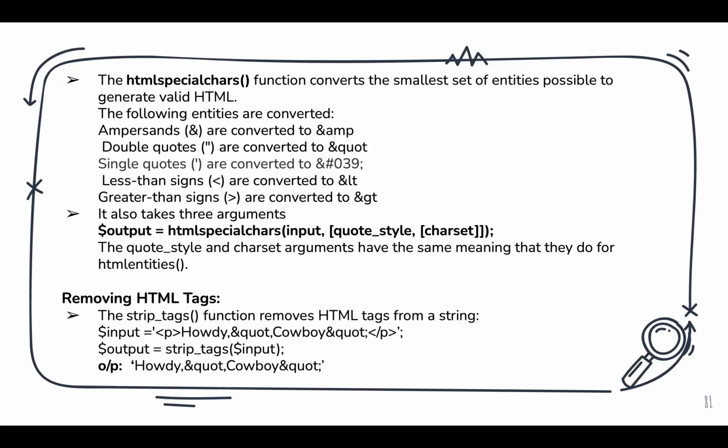How do we remove these HTML tags if we don't need them? We use the function strip_tags, which removes HTML tags from a string. As given in the example there, we give an input which has HTML paragraph tags. In the output, if we use strip_tags, it removes the paragraph tags in it.